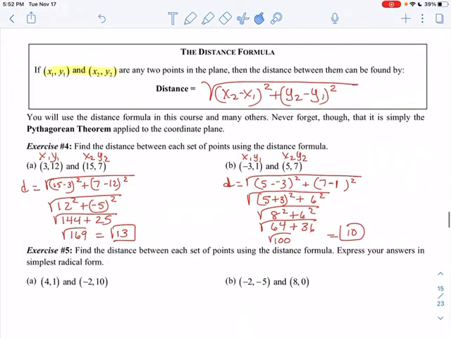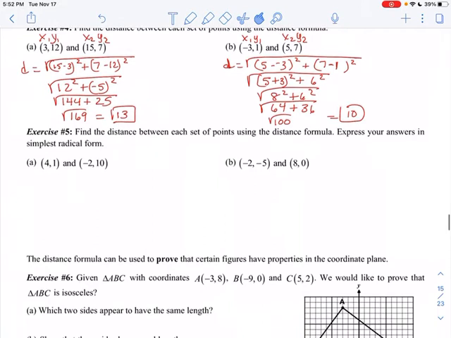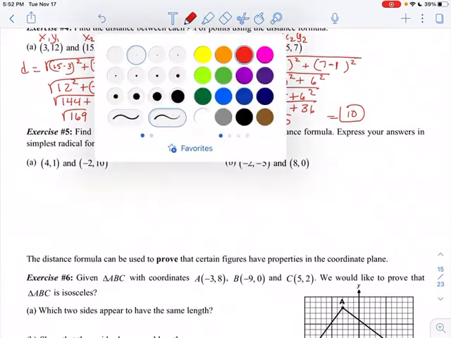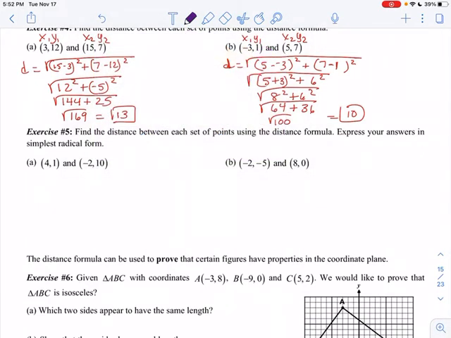Okay, so each of these was a perfect square. Nice and easy to do. Let's do some that are not perfect squares, and I'm going to put it in simplest radical form. Sometimes they let us write it as a decimal, but then we're going to do some simplest radical form practice again. If it helps to label these x1, y1, x2, y2, please go ahead and do that.